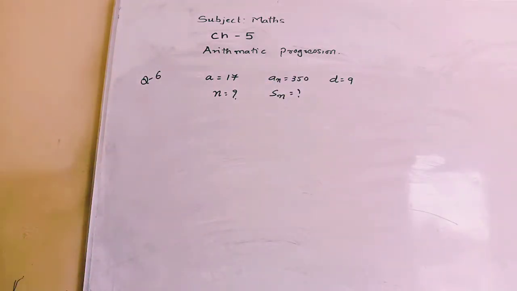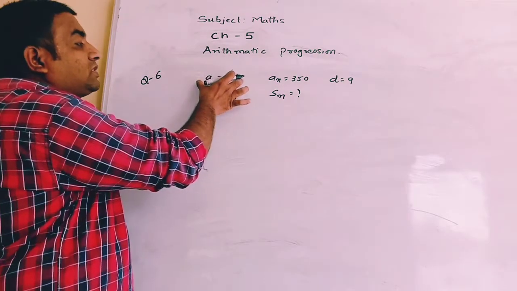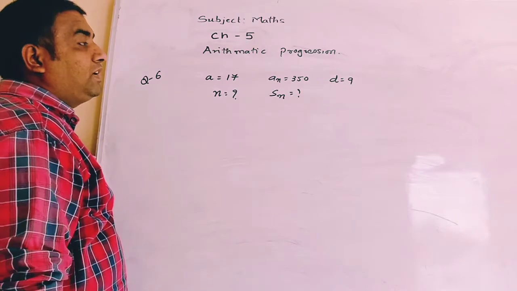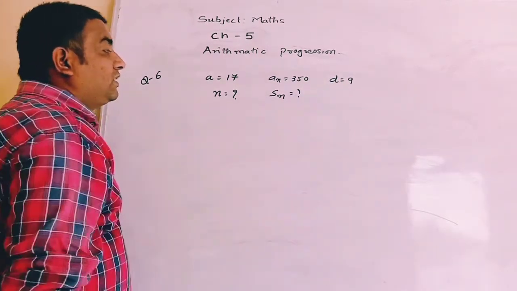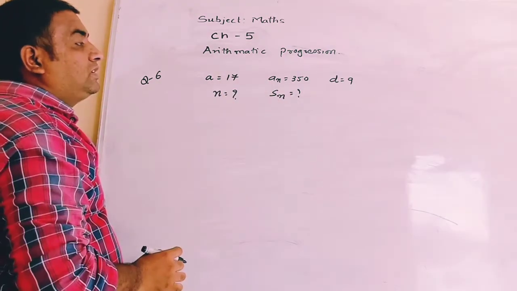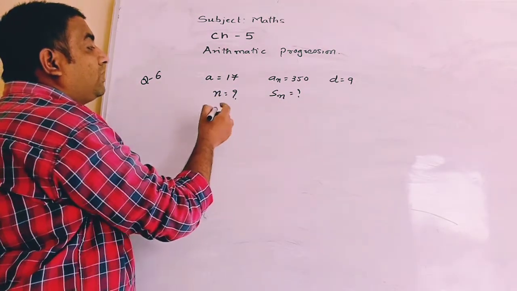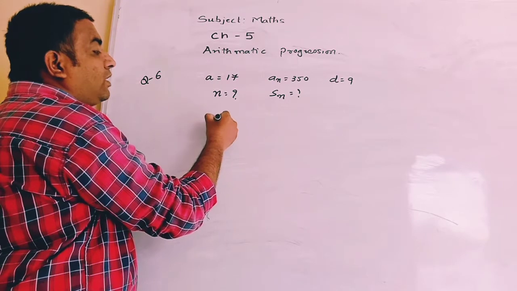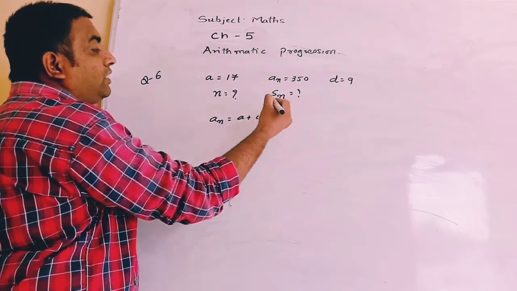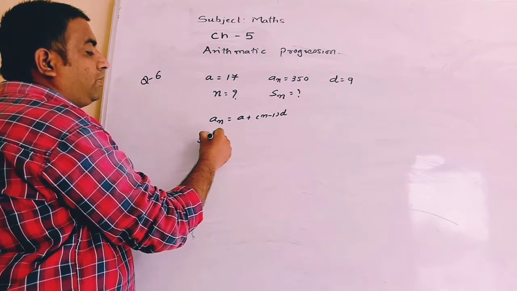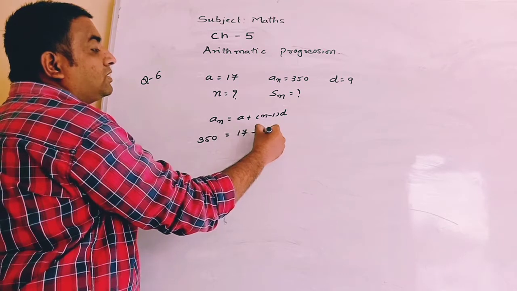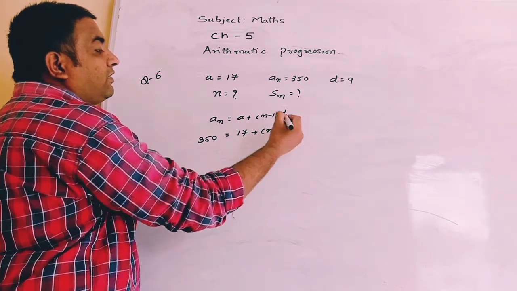So here a, the first term, is given as 17, an, the last term, is 350, and the difference is given as 9. We have to find n, the number of terms, and Sn, the sum of all the terms. So the nth term formula is a plus n minus 1 into d. Now the nth term is given 350, a is given 17, plus n minus 1, d is given 9.